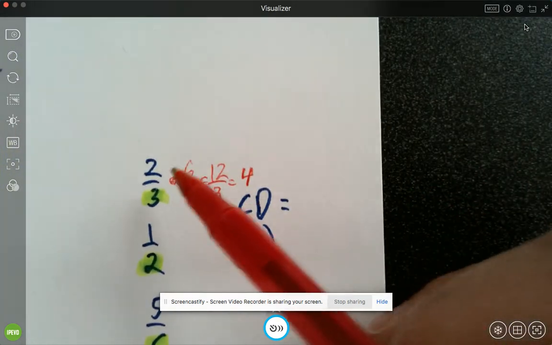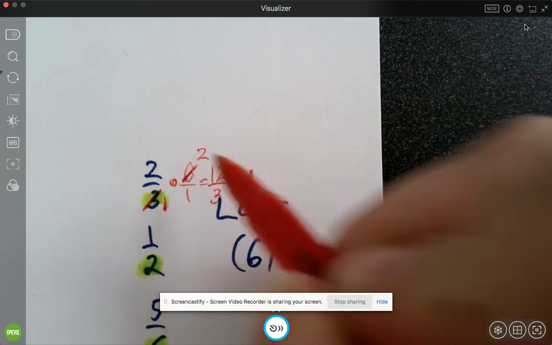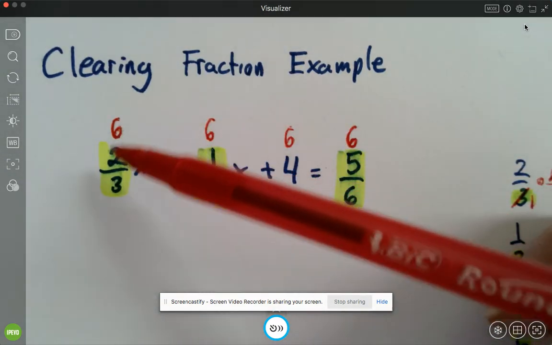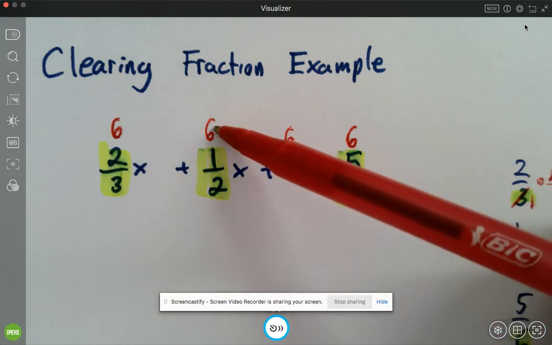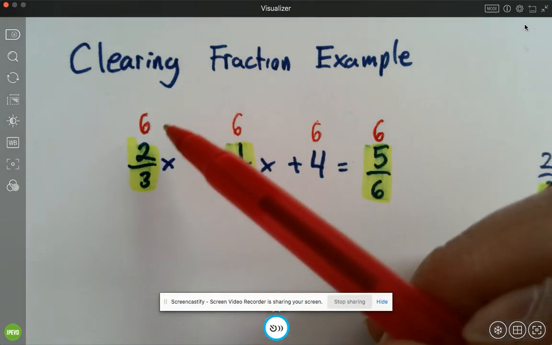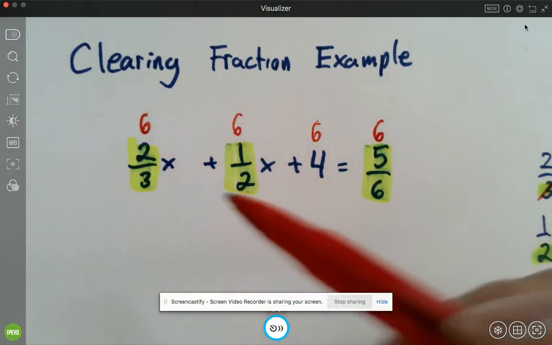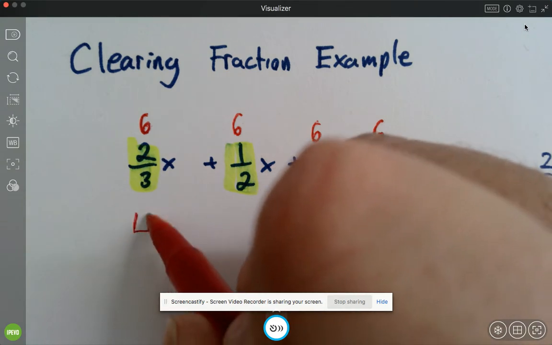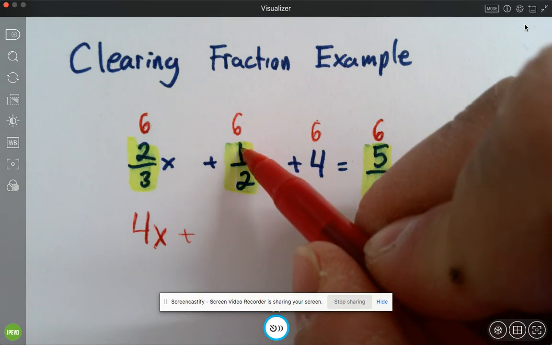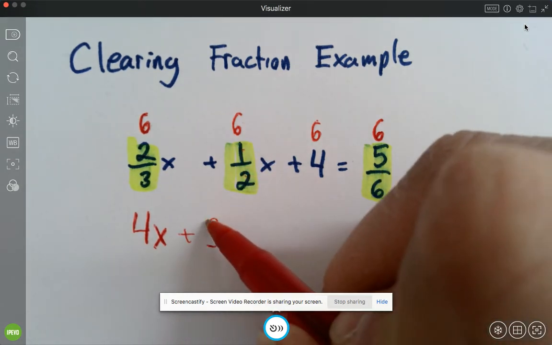For example, if you were doing this here, you can make this a 1 and this a 2 and get 4. But for now, let's just try doing this times this divided by that, and try to do this mentally. 6 times 2 is 12, divided by 3 changes to 4x. Plus 6 times 1 is 6, divided by 2 changes to 3x.